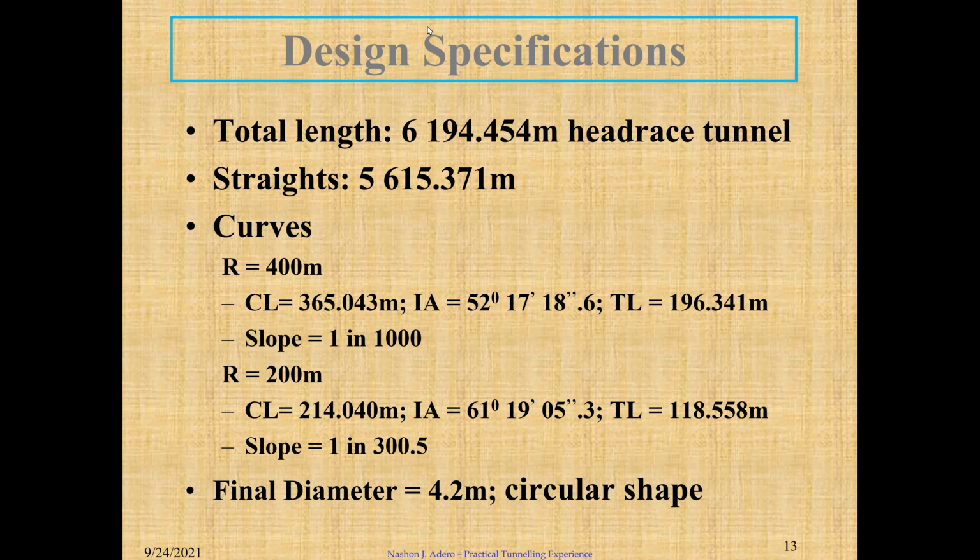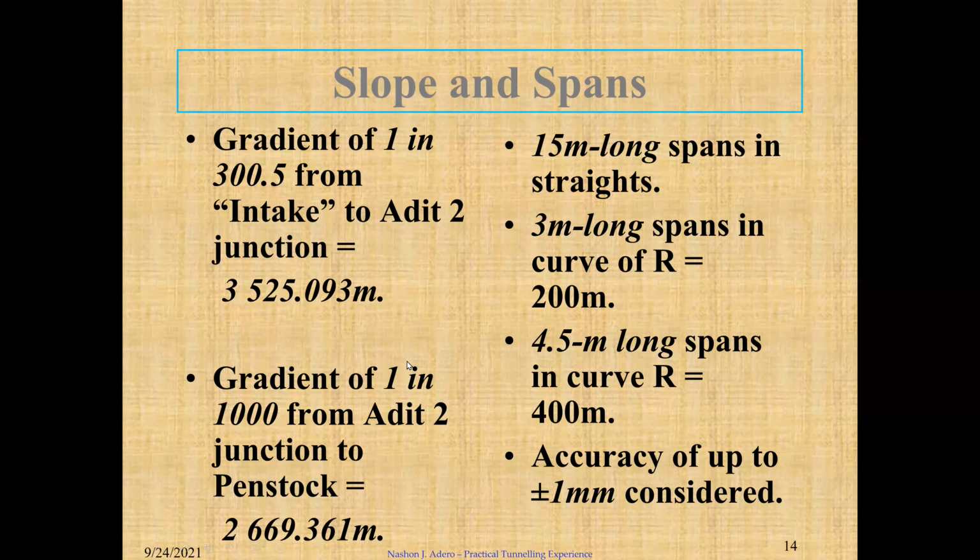Okay, I'll proceed because it seems no one is engaging. So those were the slopes and spans. And for final finishing works, up to 1 millimeter tolerance allowed, only 1 millimeter tolerance allowed, very accurate.